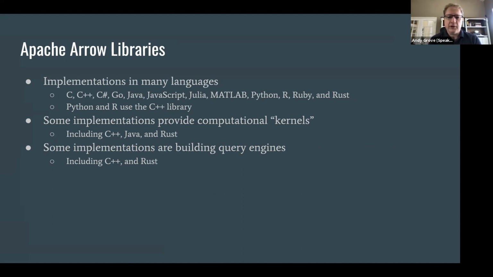There's a dozen or so now. C++ and Java are the most mature. Other languages wrap the C++ library, like Python and R. All of these libraries provide the memory format. Some of them provide computational kernels, so you can perform operations on these data structures. And C++ and Rust are the only two that I know of that are building query engines as well at this point.